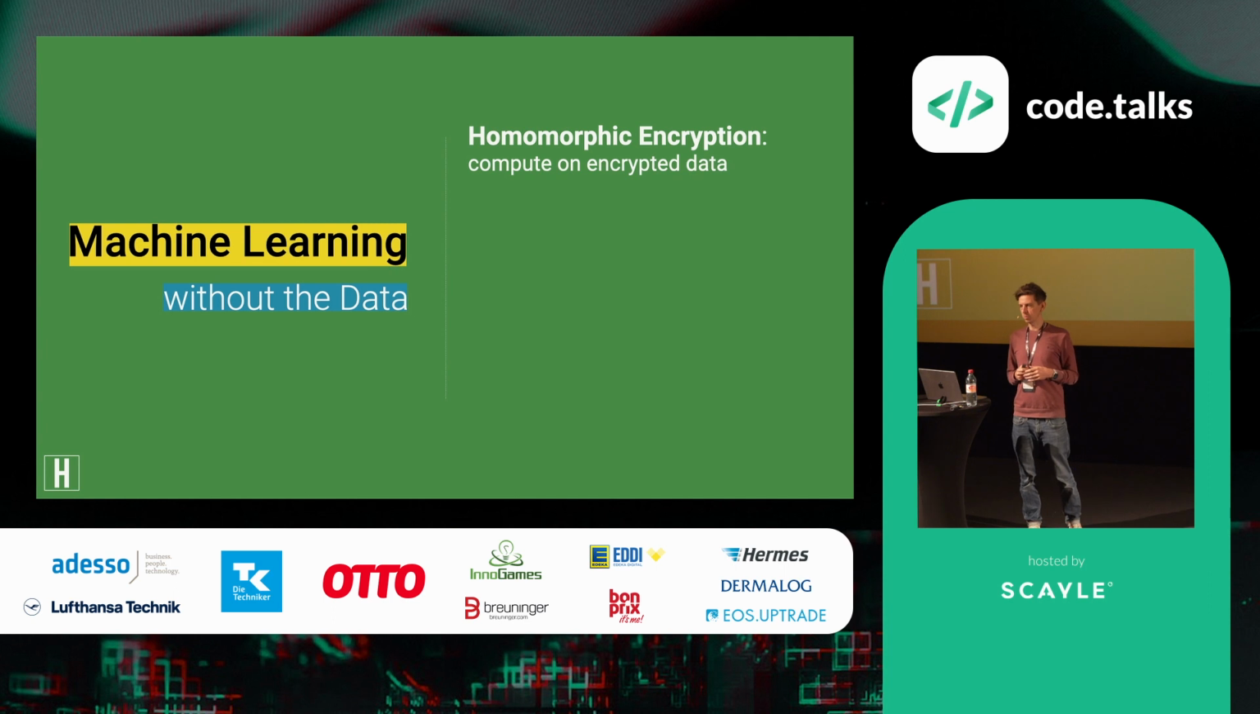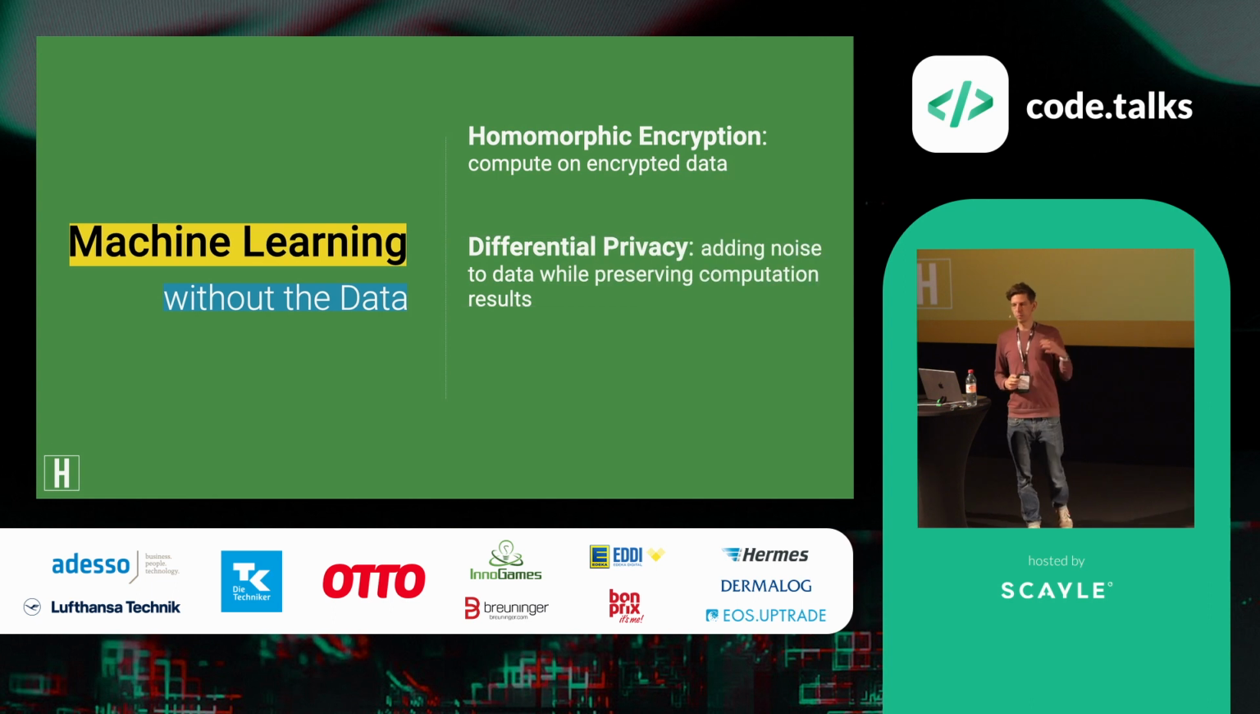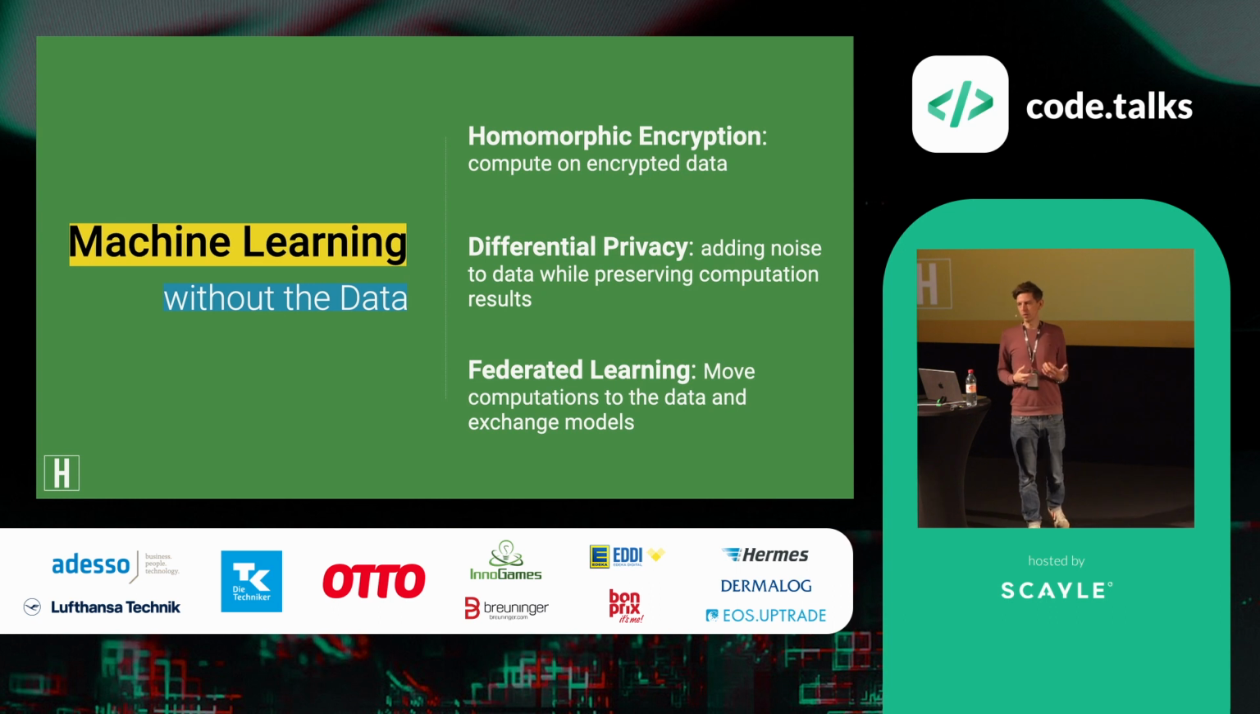On the one hand, the homomorphic encryption, where you can compute on encrypted data. We have differential privacy, where we can add noise in a way that we are preserving the computation results we are interested in while destroying the original data in a way. And we have federated learning, where we move the model and the computations to the data and not collecting all the data. So it's possible for us to train models without moving the data away from where they belong and where they should stay. And hopefully we showed you how simple it is to use federated learning in production environments right now already.